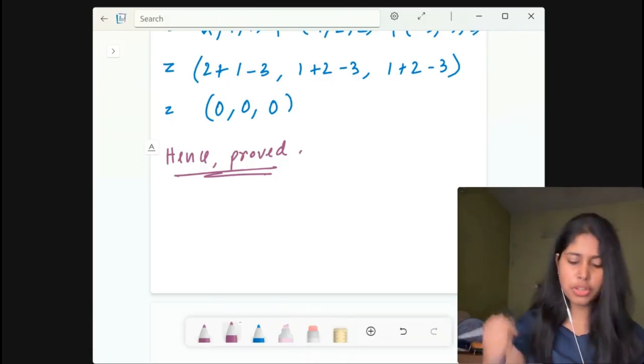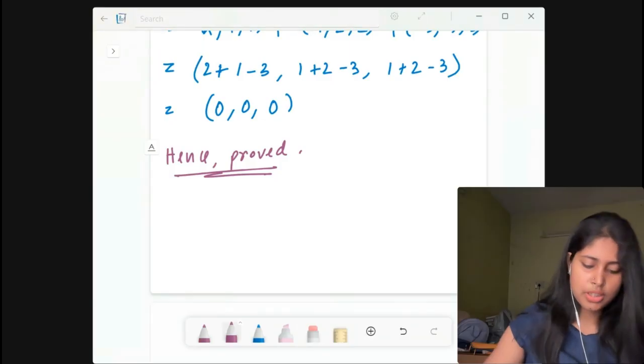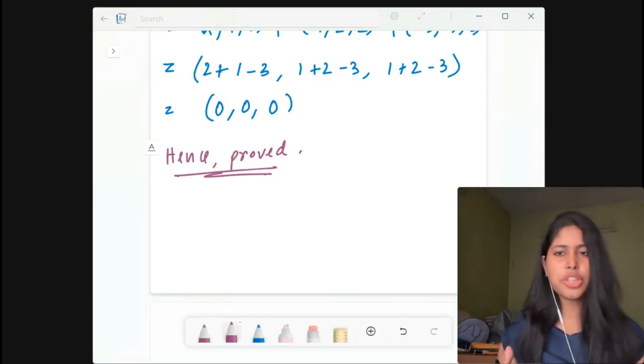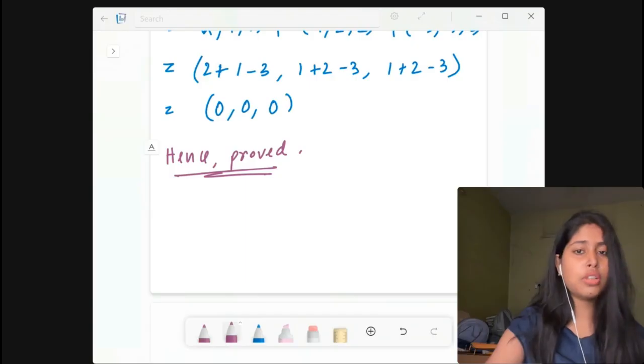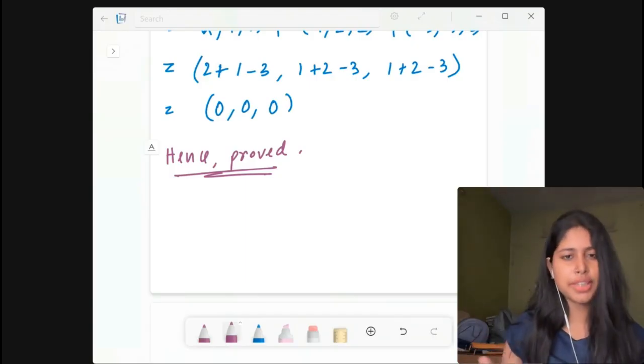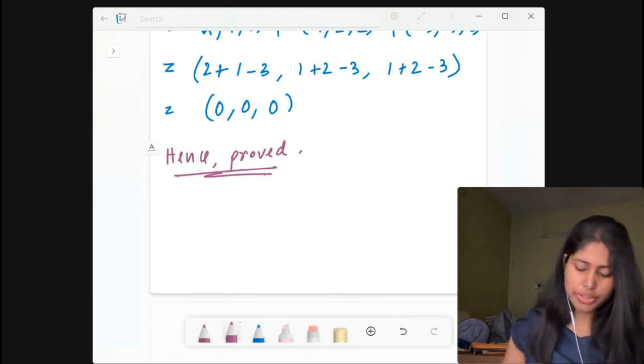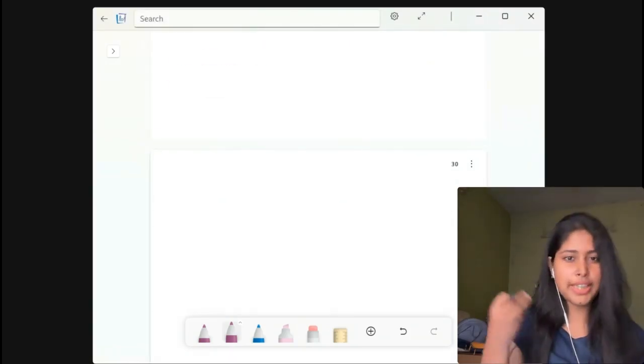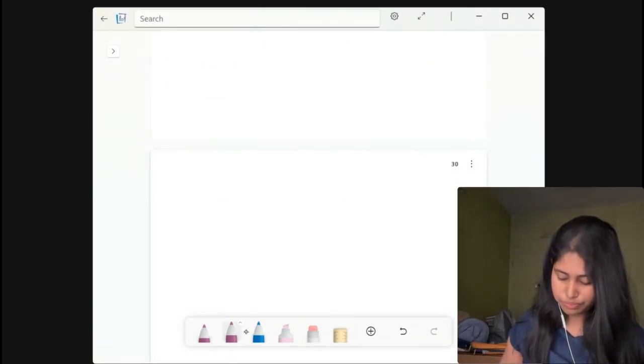So the second question is done for today's class. Now we will move on to our third question. For the third question, we will be proving not linearly dependent but linearly independent. So let us see how to prove linearly independent vectors.